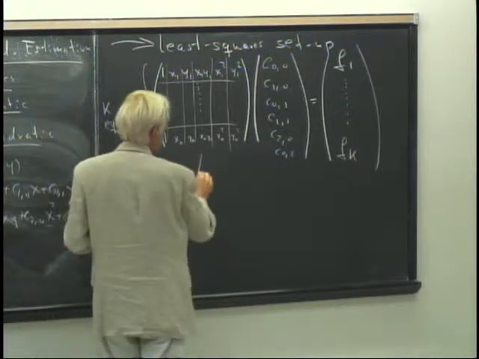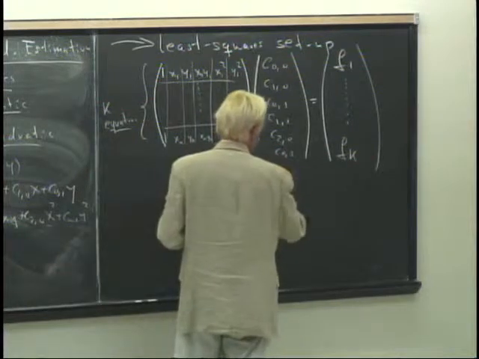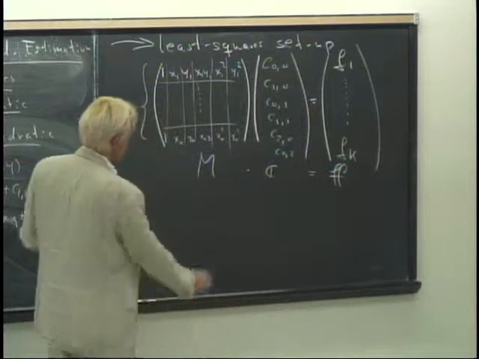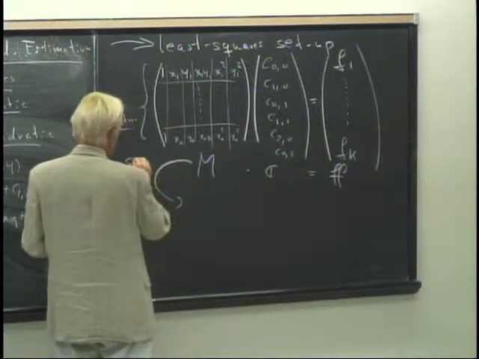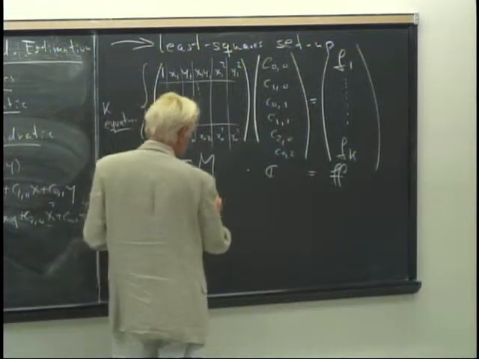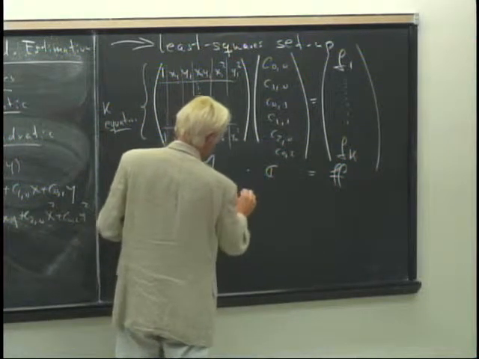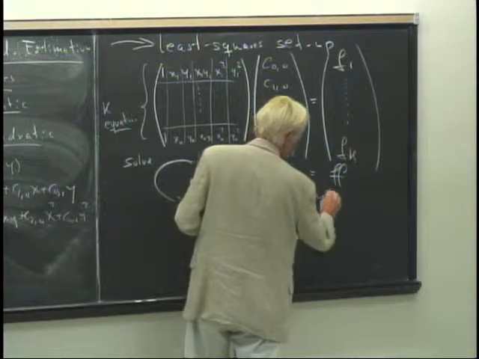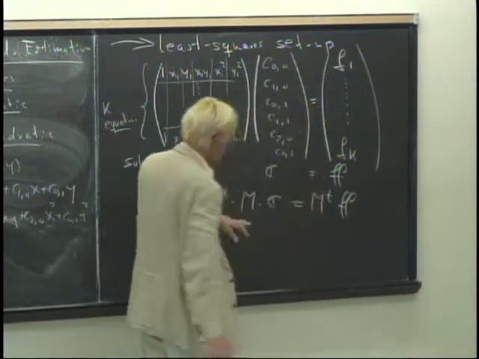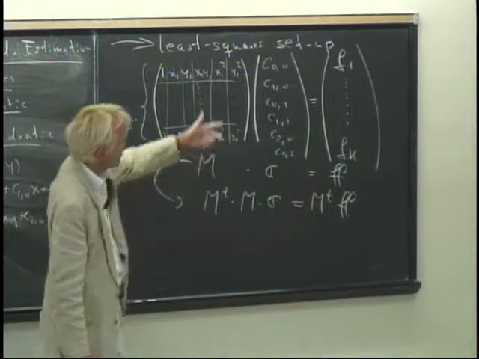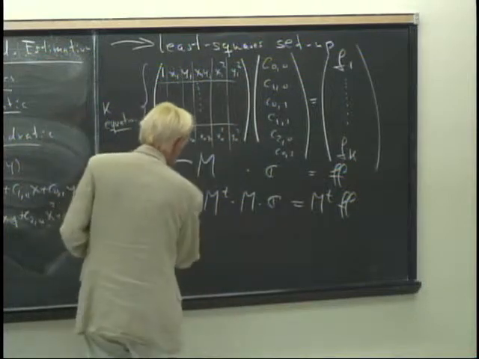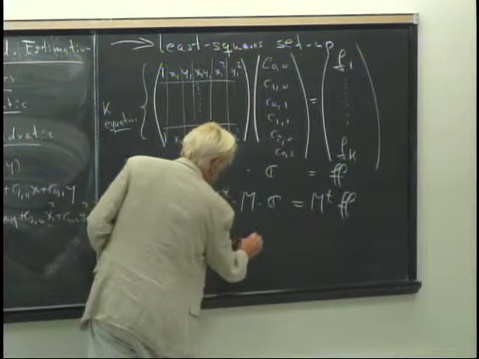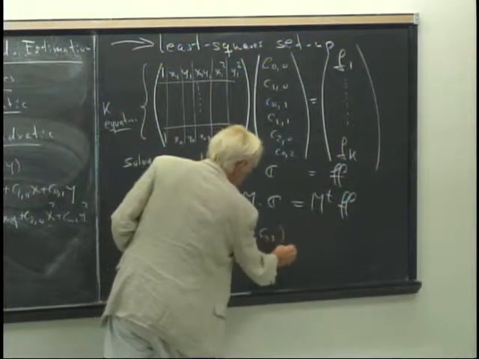Again, this is some kind of matrix times some kind of coefficient vector equals some kind of function values, and you use the same trick. You solve the normal equations by using M transpose times M times c equals M transpose times f, and then you have a 6x6 problem to solve for the 6 coefficients, and then you get your coefficient vector, your c0,0 up to the last coefficient c0,2.